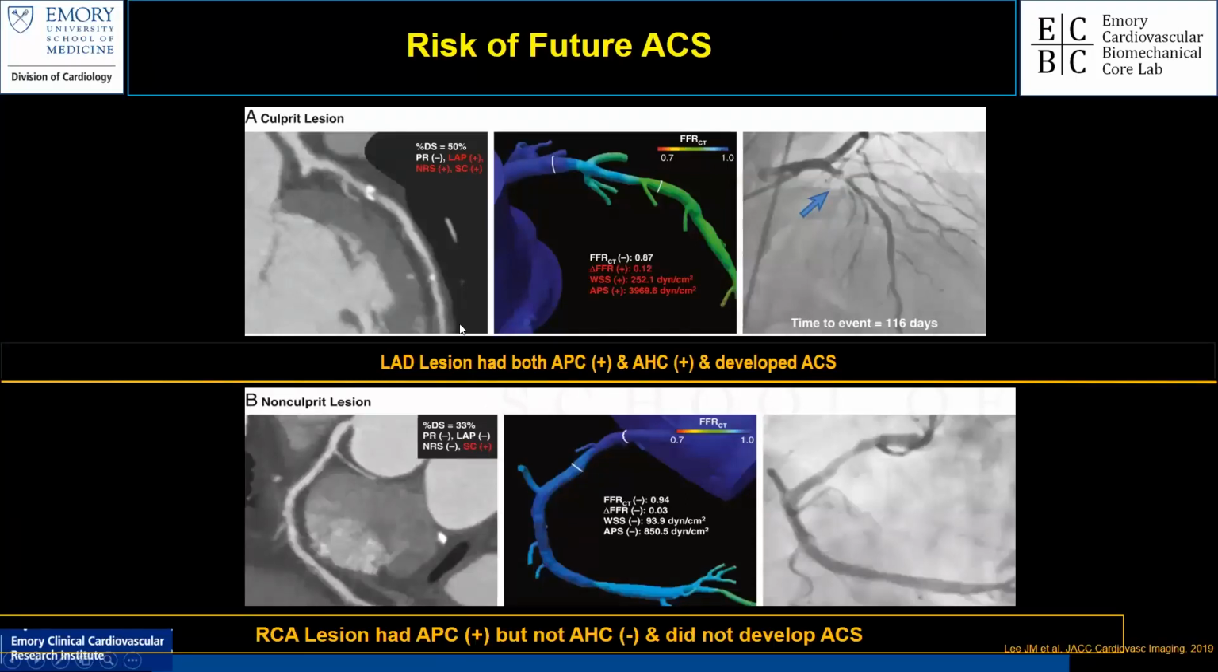You can see in this LAD lesion, which had both adverse plaque characteristics and adverse hemodynamic characteristics, this patient developed ACS during follow-up. While this other lesion, which had adverse plaque characteristics but not adverse hemodynamic characteristics, did not develop ACS during the follow-up period.